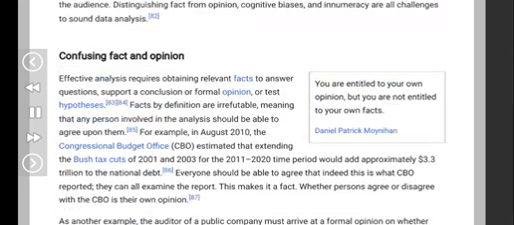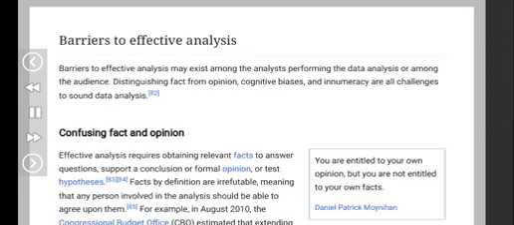"You are entitled to your own opinion, but you are not entitled to your own facts." Daniel Patrick Moynihan. Barriers to effective analysis may exist among the analysts performing the data analysis or among the audience. Distinguishing fact from opinion, cognitive biases, and innumeracy are all challenges to sound data analysis.